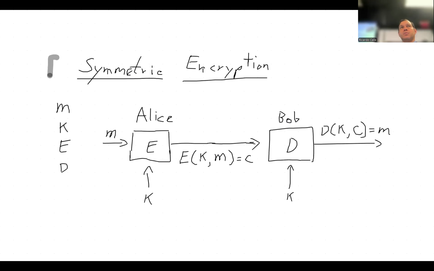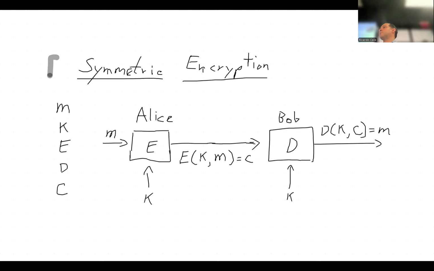Any questions? So here, what is K? K is the secret key. M is the plain text message. And these two are the algorithms. And I guess I should mention that C is the cipher. For most of the semester, we will be using this notation to define the encryption.